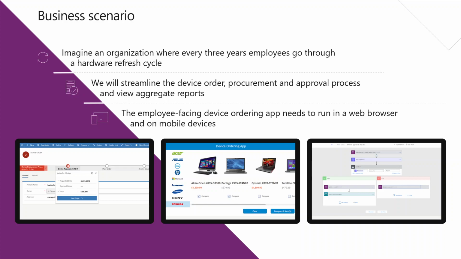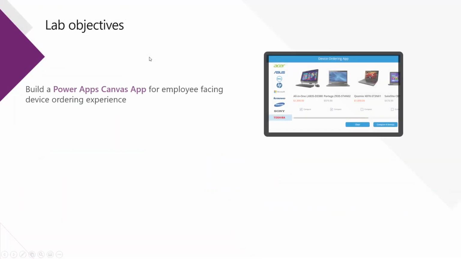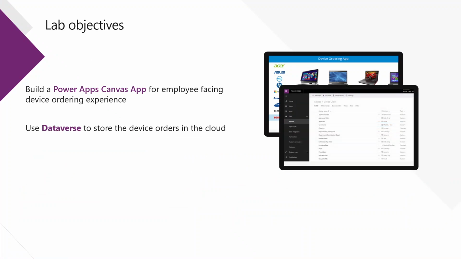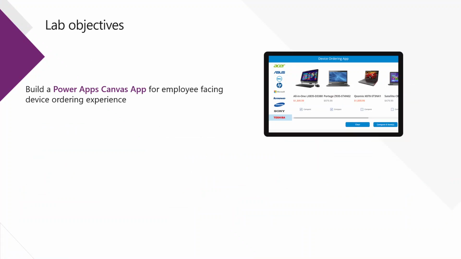So we're going to create this solution. This bit's for the employees. This bit here is for the people that are procuring the devices, and Flow is what's going to hang the approvals together. So this is the app we're going to build, the scenario we're going to build on today. And the lab objective: we're going to build a Power Apps Canvas app for the employee-facing side of things. That's what we're building in this lab right now, in lab number 1.